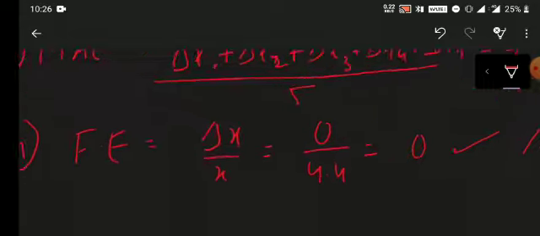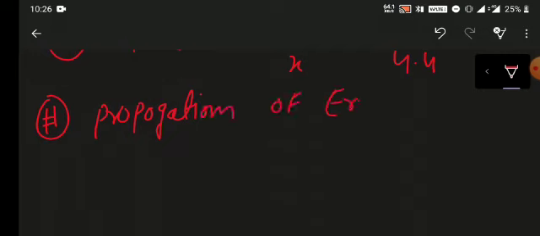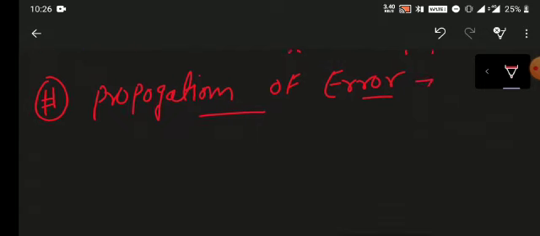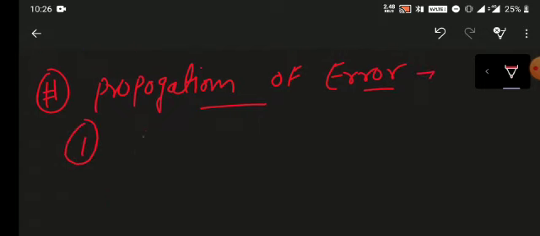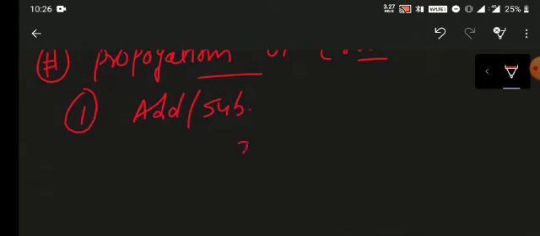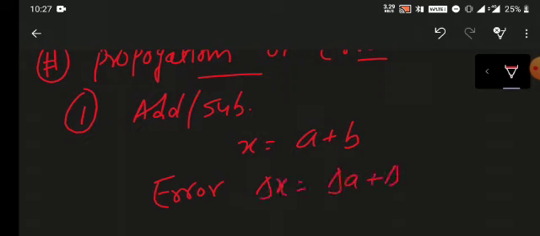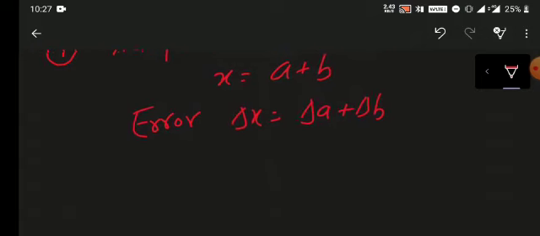Now the next one, you have to determine the propagation of error, or you can say the properties of some important error related terms. The propagation of error, the first form is addition and subtraction. You know that for a number x equal to a plus b, if there is an error in the numbers, then the errors should be added like this: delta a plus delta b.